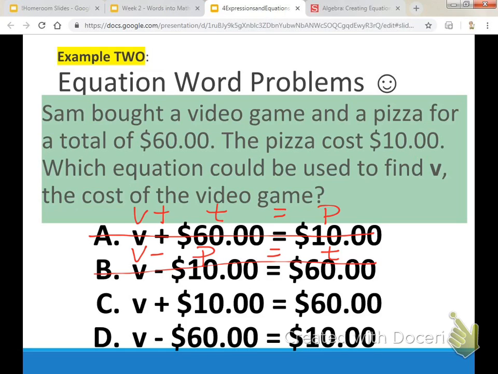Let's look at C. Video game plus, what's $10? Pizza equals total. Does that make sense? Yeah. Video game plus pizza equals total. So C is our correct answer. Let's look at D real quick and make sure we know what it means. So we have video game plus, what does $60 stand for? Total. Video game plus total. Does that equal the pizza? No. Oh, yeah, you're right, minus. Even still, it's not going to be right, right? Good. Okay, so it's not that one.